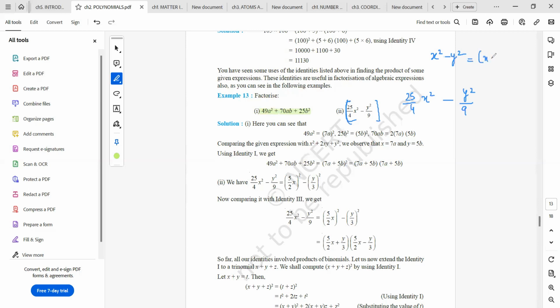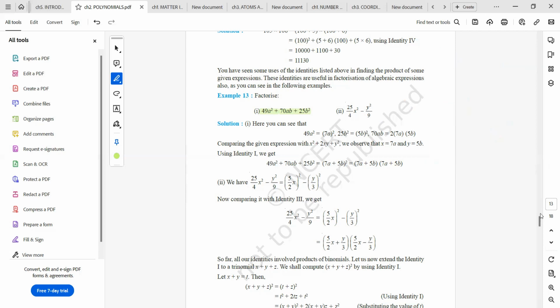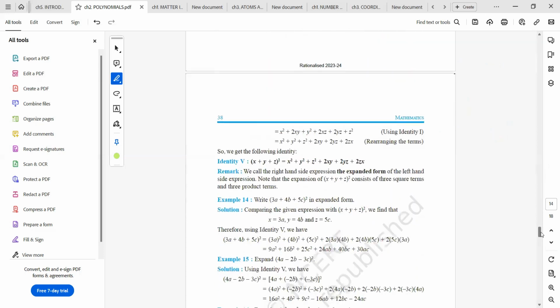What it was, x plus y into x minus y. So this identity I can use, and I have to make it a square. So this is 5 by 2x whole square, and this will be y over 3 whole square. So this is x square minus y square, so this is x plus y and x minus y. So directly I will have the answer from the identity. So that is how you can solve. Is it clear? Yes, ma'am. So always try to use the identity and you will be able to solve.